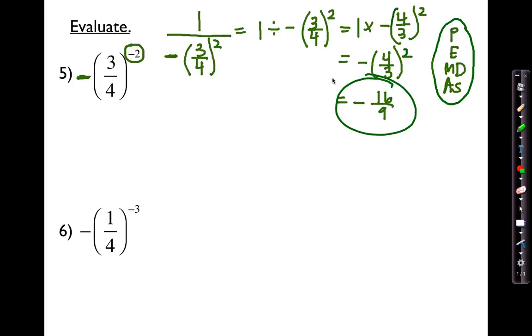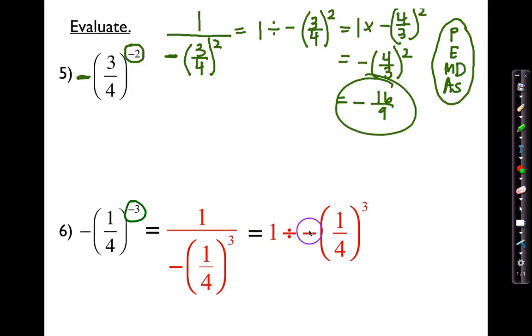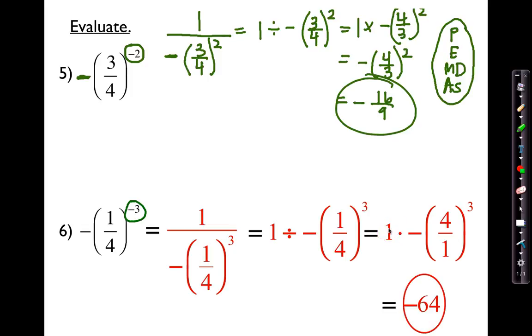Again, I would like you to go ahead and pause the video and try number 6 on your own. Okay, so let's see how well we did. Here we have a negative exponent, so we are going to be doing repeated division. So it's 1 over the opposite of 1/4 cubed. I'm going to rewrite this as 1 divided by the opposite of 1/4 cubed. Then this turns into a multiplication problem. It will be 1 times the opposite of 4 over 1 cubed. Please understand that 4 over 1 is just 4. So here you would have to cube the number first, so 4 cubed is 64. Then we take the opposite of it, which is negative 64, and multiplying it by 1 still keeps it as negative 64. So hopefully that's the answer that you got.